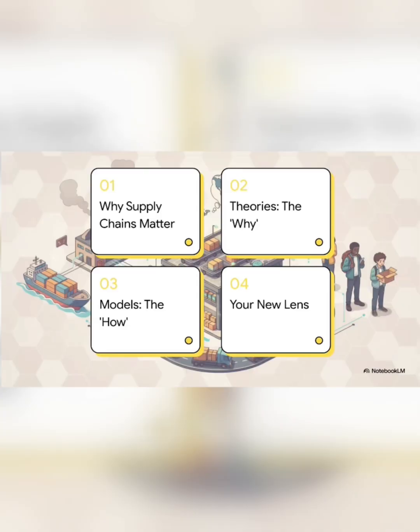So, here's what we're going to cover. We'll start with why this stuff even matters. Then we'll dive into the theories that help explain all the chaos. After that, we'll look at the models that act as blueprints for success. And finally, we're going to give you a whole new lens for looking at the world around you.